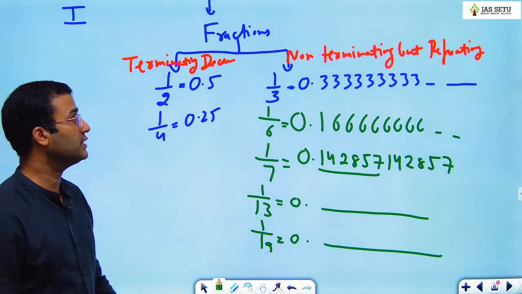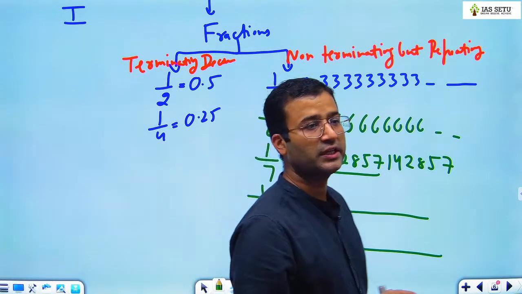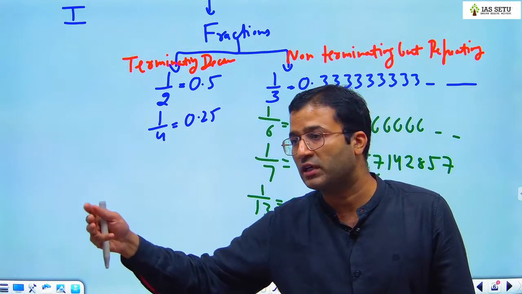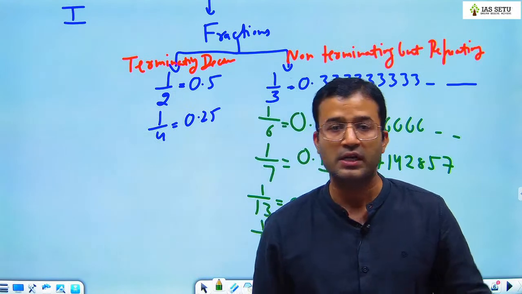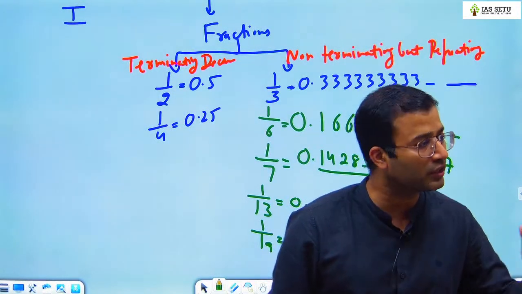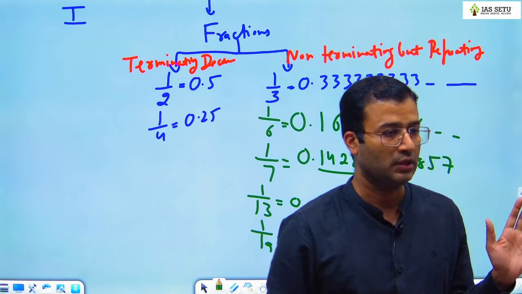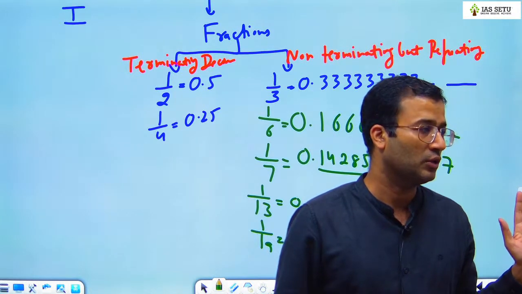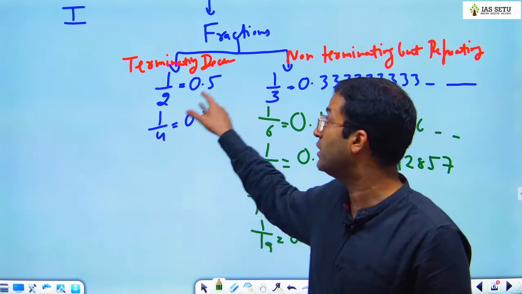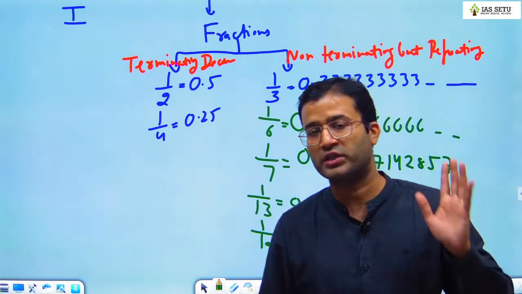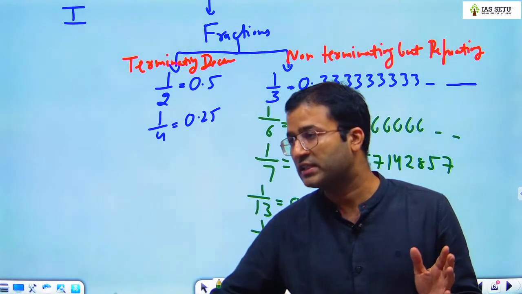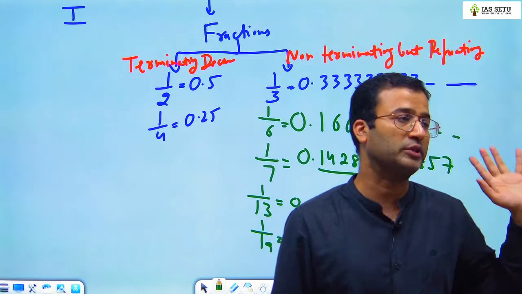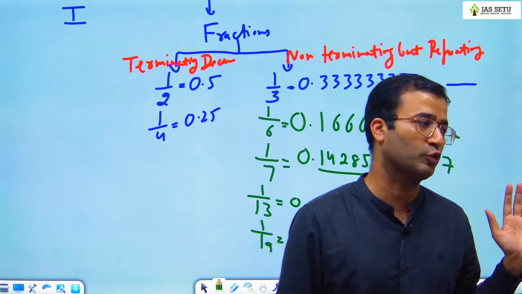So the point here is we have only two types of fractions in terms of decimal. One type, when we convert in decimal, is called terminating decimal. The second: if they don't terminate, then there will be a repetition for sure. Terminating decimal, or non-terminating but repeating. You will never have any other type of decimal under fractions. If we convert in decimal, one is terminating, or if it is not terminating, then there will for sure be repetition. If it doesn't terminate, it will definitely repeat.